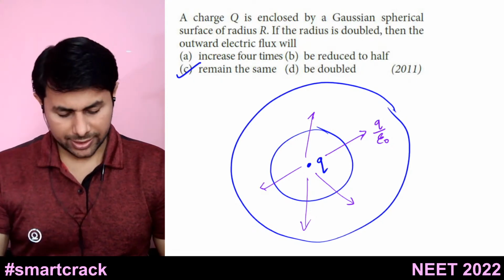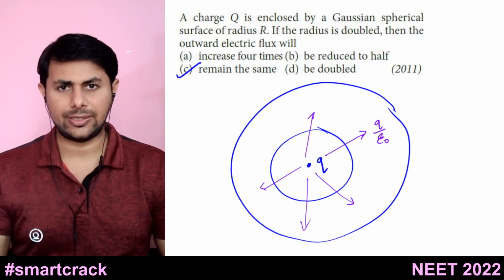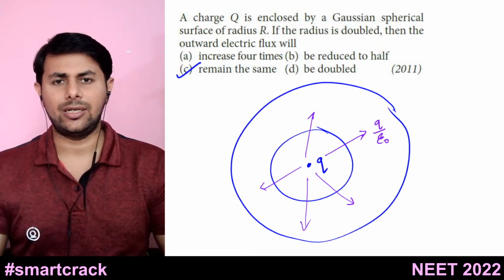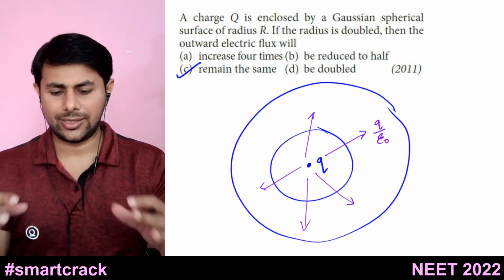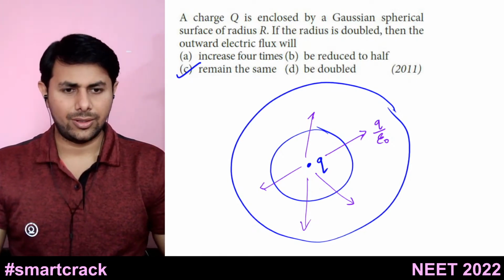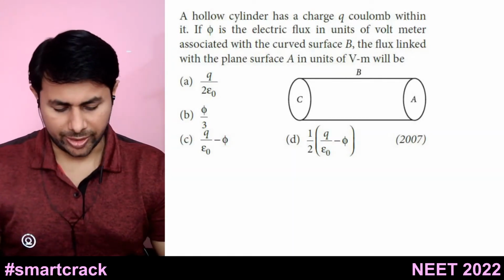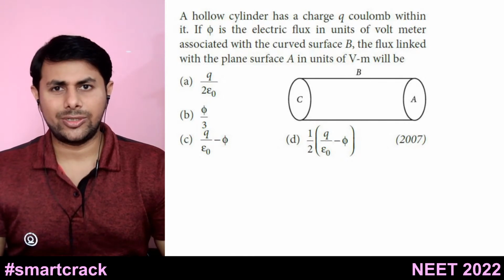So a very, very straightforward question, and this is the answer. The flux remains same, doesn't matter if you change the radius. So as long as the charge is enclosed, the flux remains same. So yes, this should be understood because this is very, very straightforward. So let's move on to the next question.